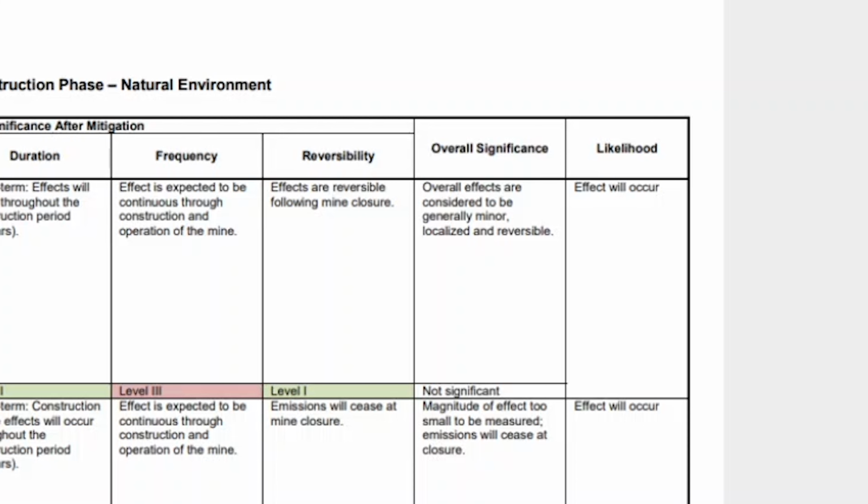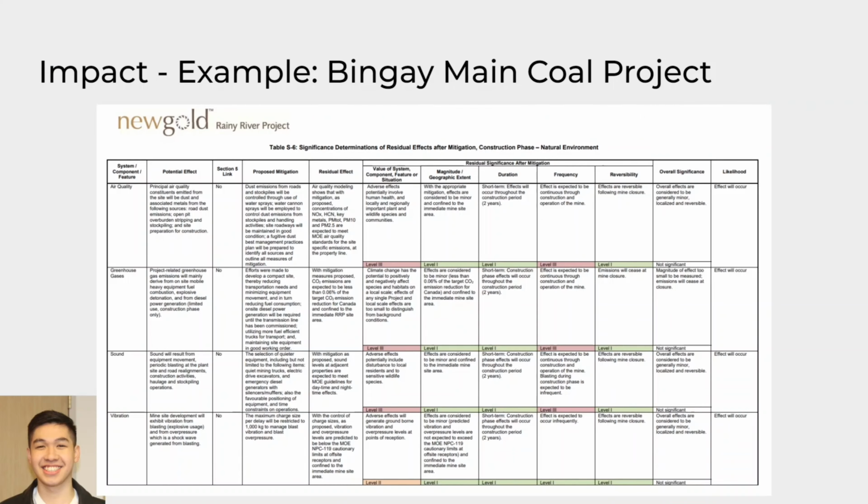So this is just an example of an impact focus of the EIA. Even if you have a well put together EIA, it doesn't mean that your project will be approved. And in this case, public perception was really against the start of this coal mine. And we'll get into that right now with our next communication section.